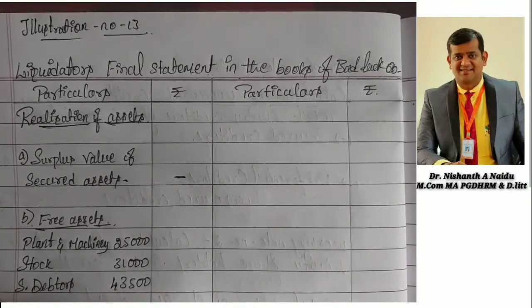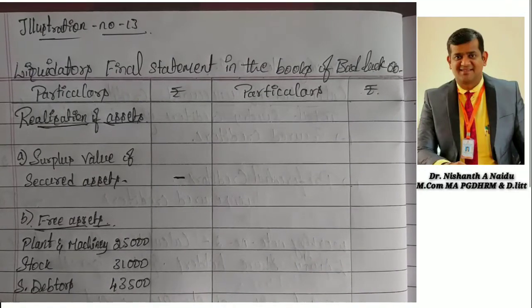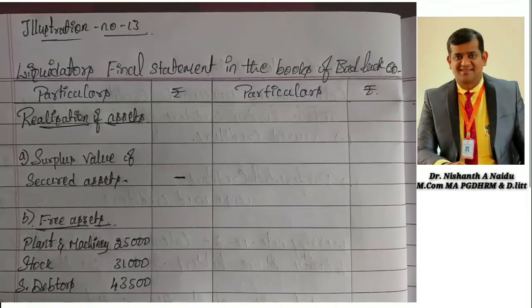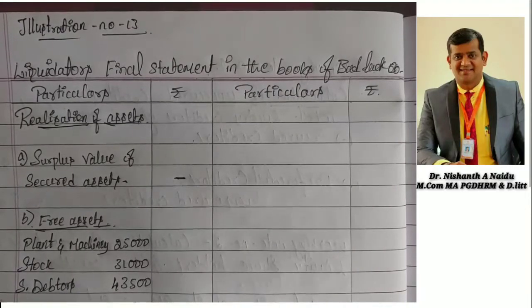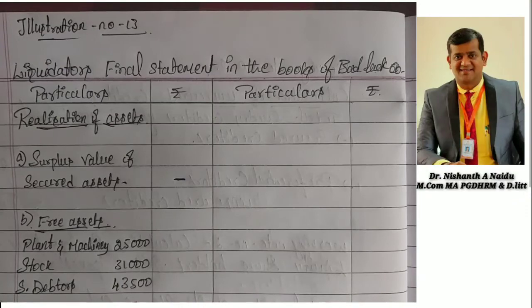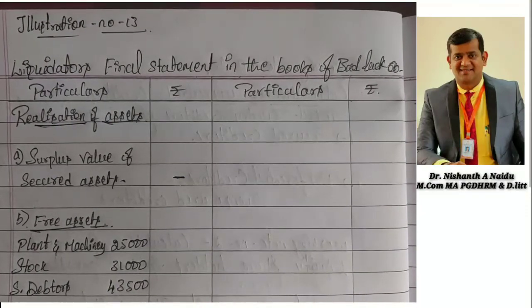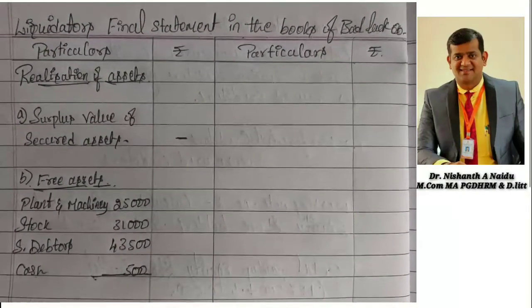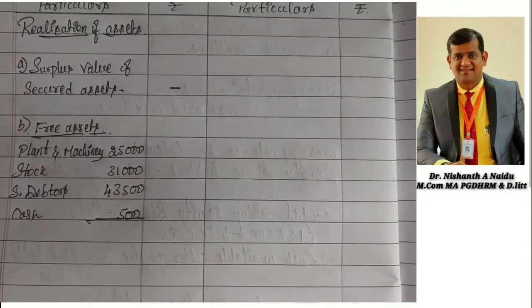Yes, then we have cash. So we should not forget cash. He has given it in the adjustment as well, so I am taking that cash. Now I am totaling this. Put together, how much?